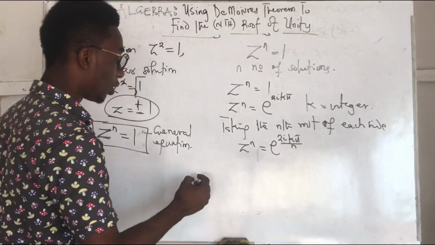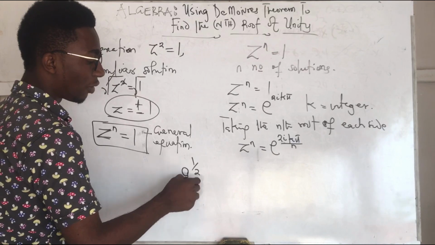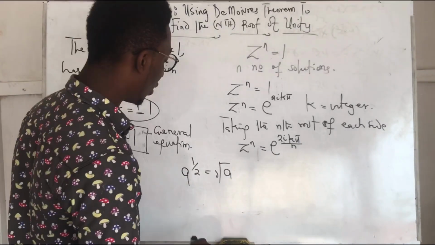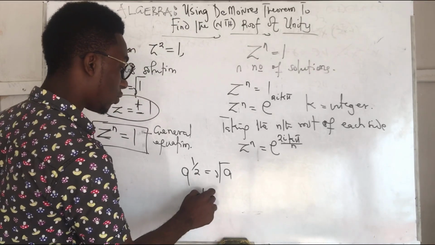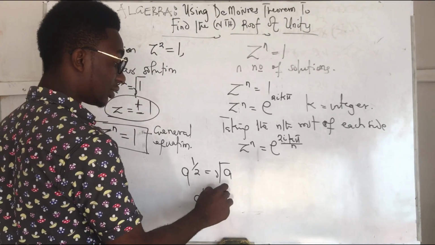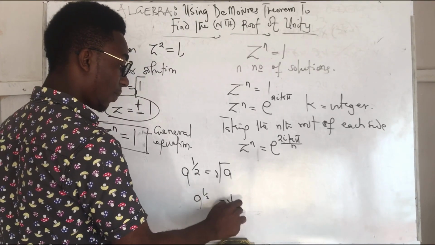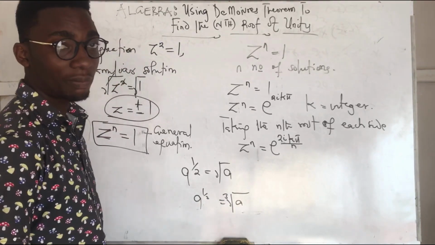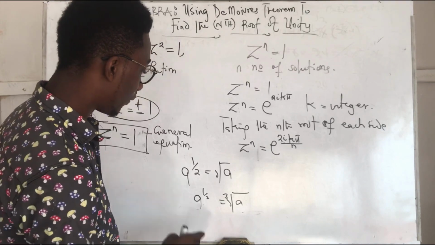It's very simple. It's more or less like when you have a number raised to the power half, it's the same as the square root of that number. If you have a number raised to the power 1/3, it's the same as the third root of that particular number. All right.